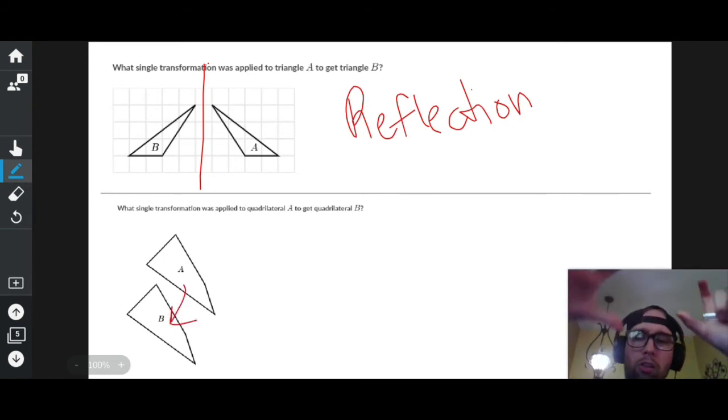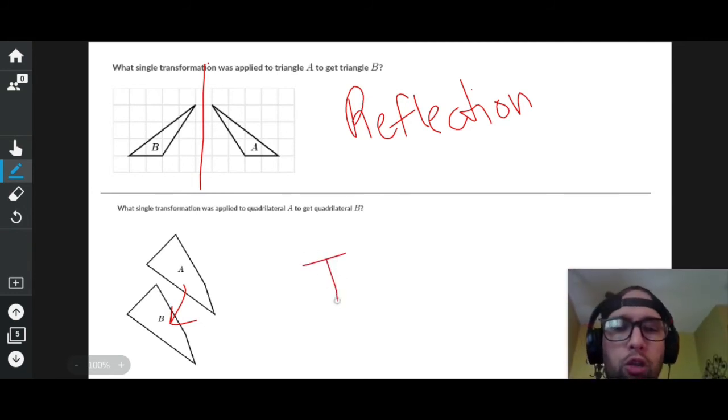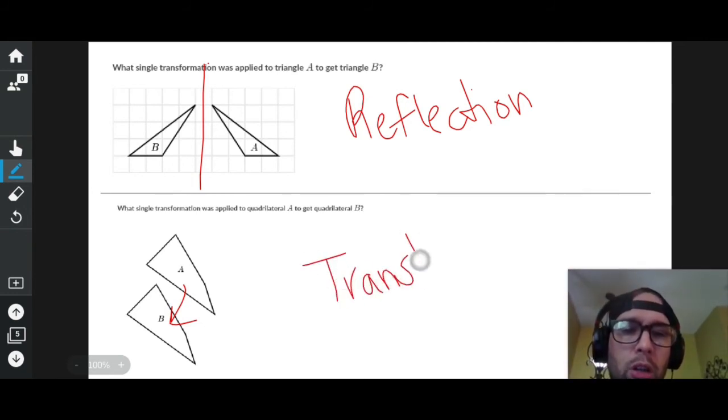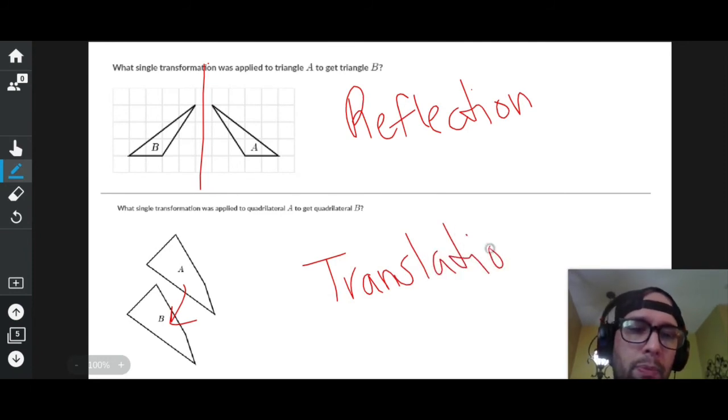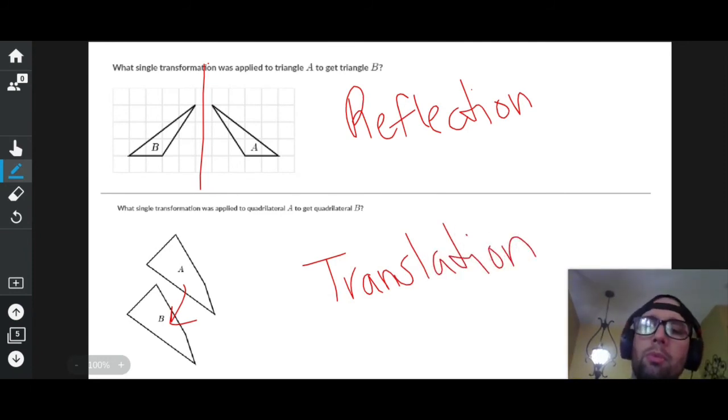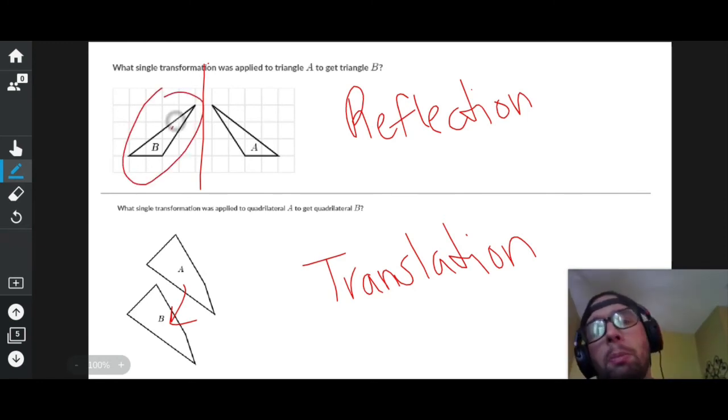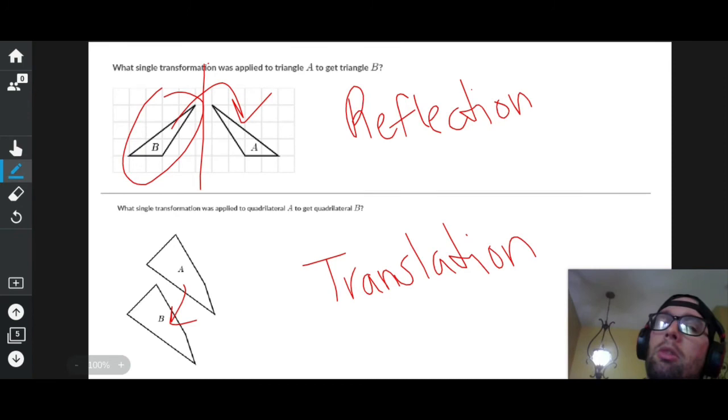What single transformation was applied to quadrilateral A to get to quadrilateral B? Well, it looks like I just took A and moved it down. So that would be a translation. Okay. Notice that in reflection and translation, my shapes are still the same exact size, same exact shape. I mean, this guy is the same shape as that guy, it's just flipped. It's the same thing.